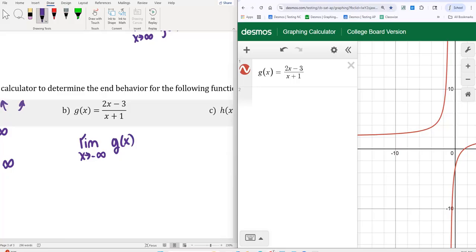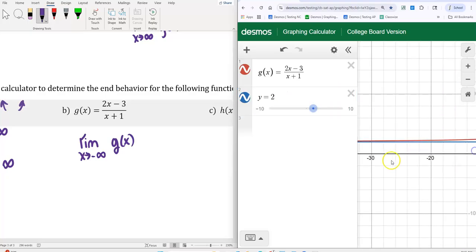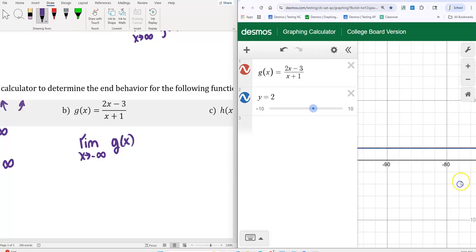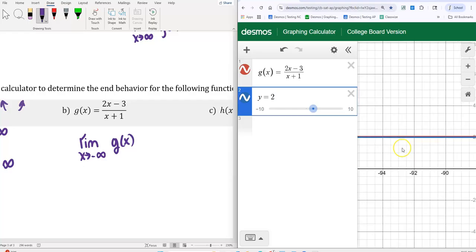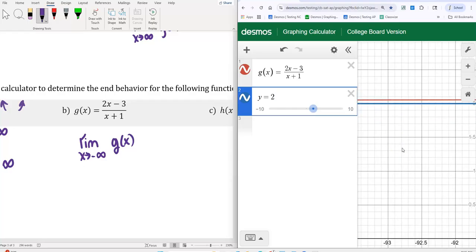So that graph is getting closer and closer and closer to that line, which appears to be, I'm going to type it in, y equals 2. Oh yeah, this looks like an asymptote. They look like they touch. They look like they're the same line, right? But if you click on it, they're not touching. And if you zoom in, they're not actually touching. That line's just getting closer and closer. So in this case, on the left side, your y values are just getting closer and closer to 2.